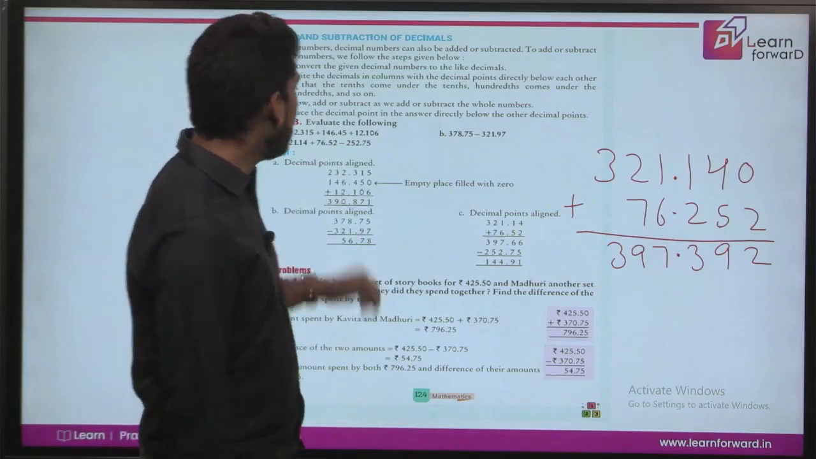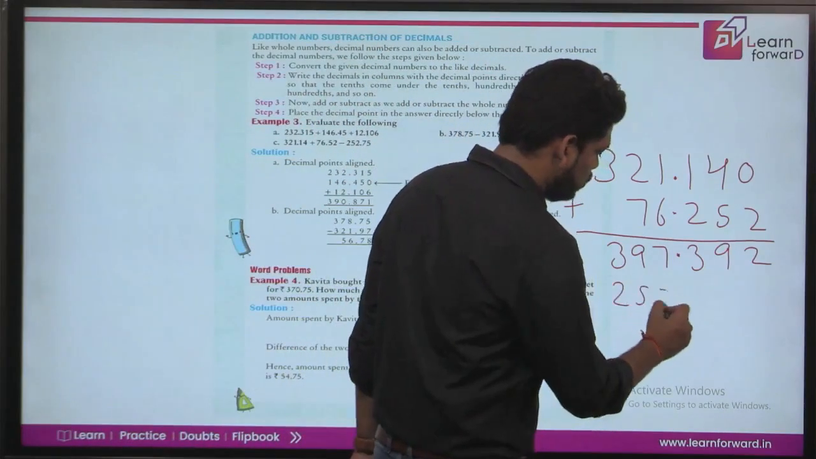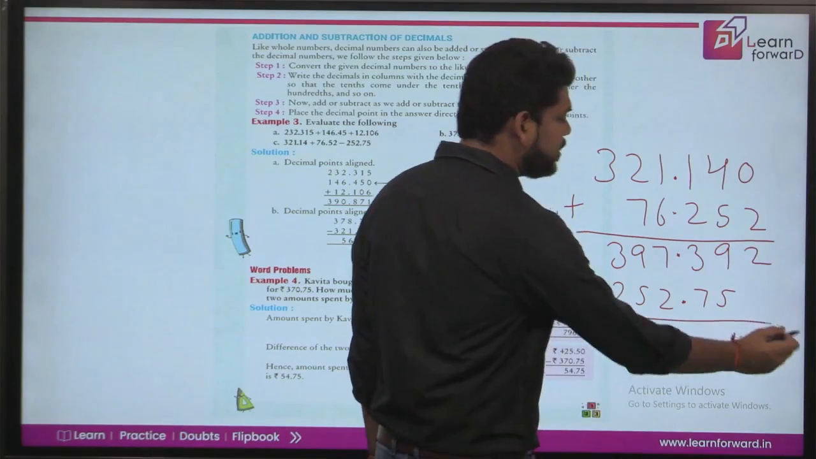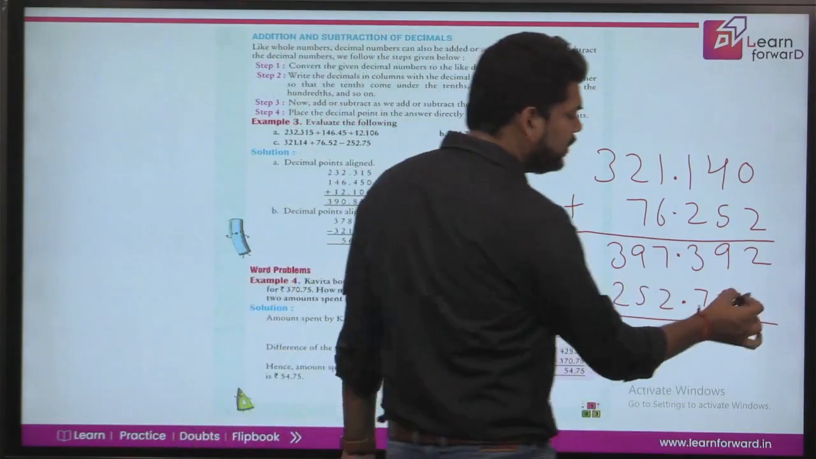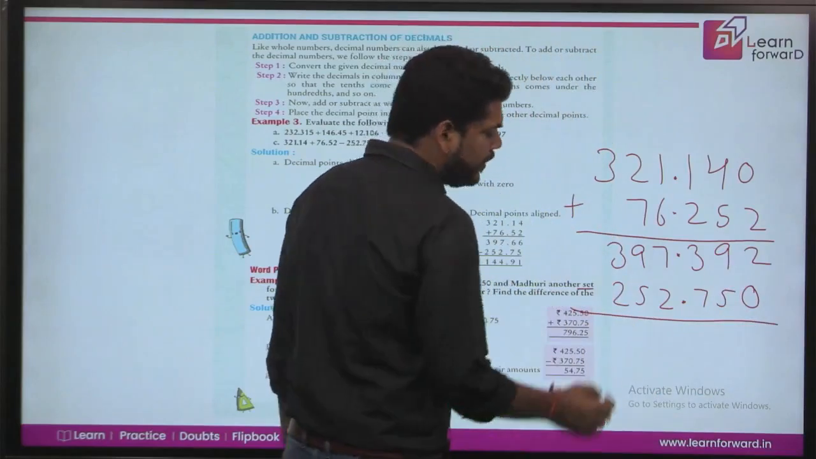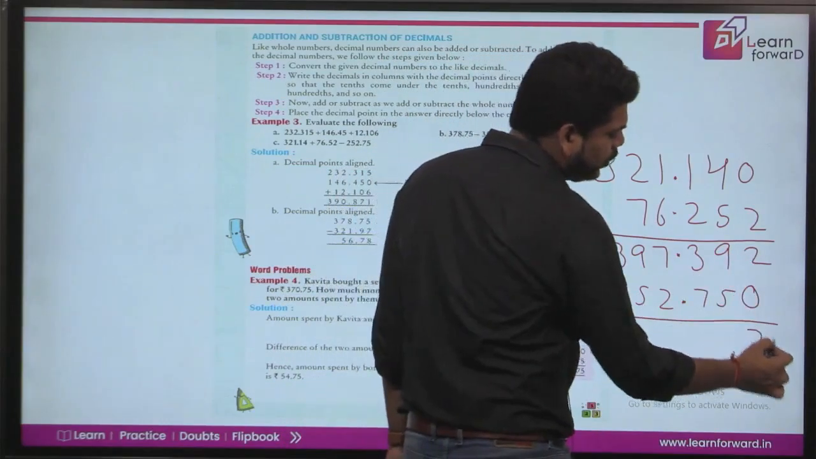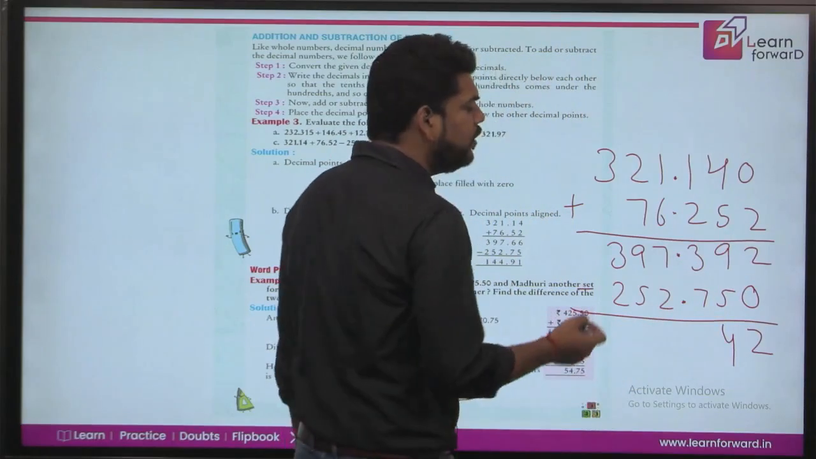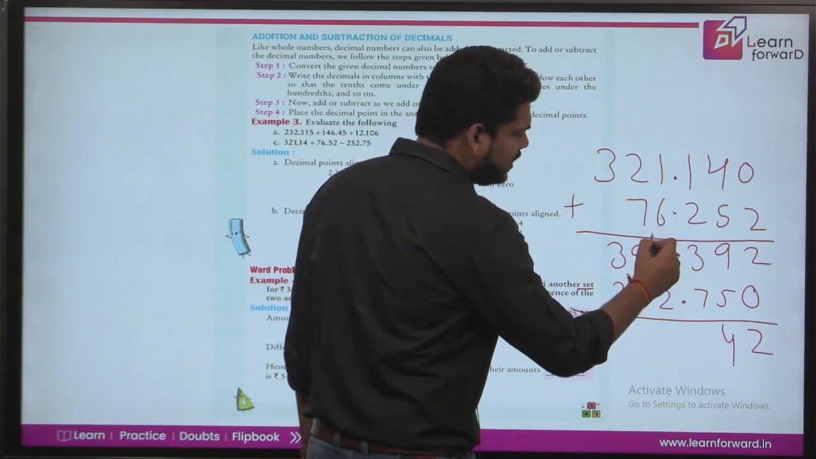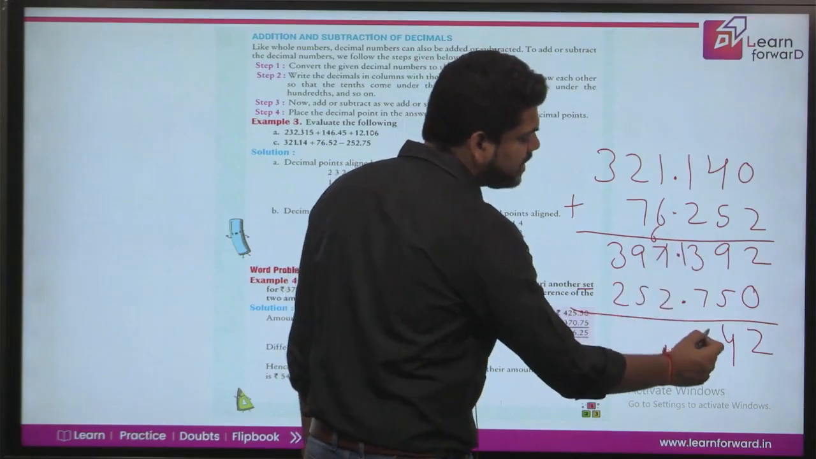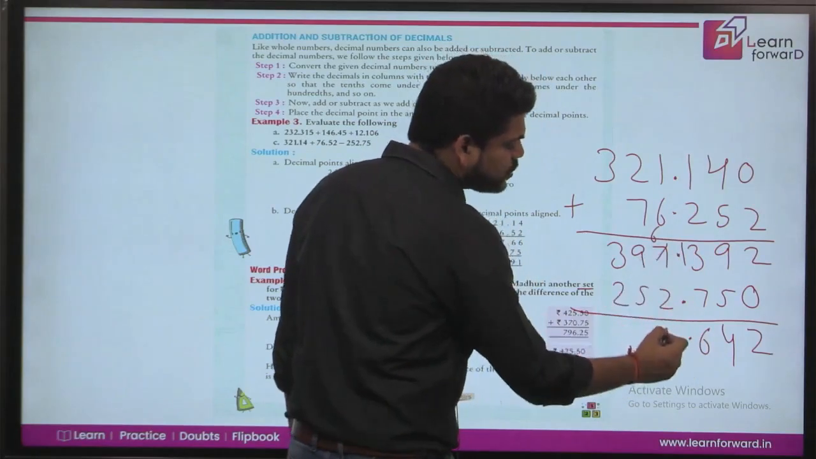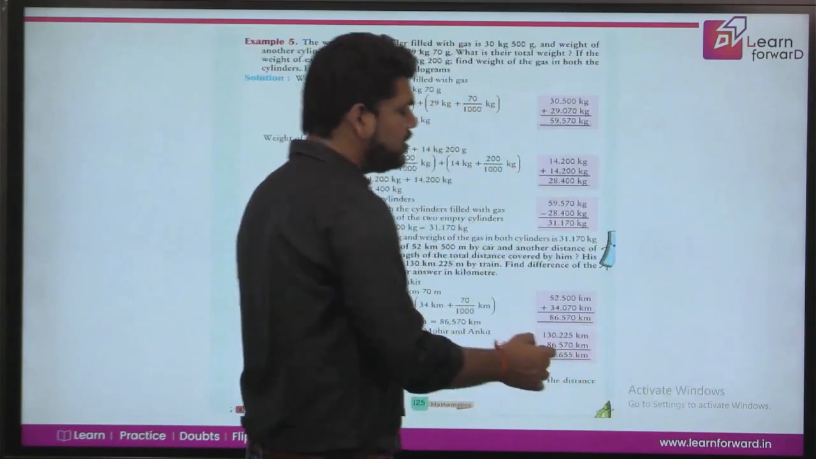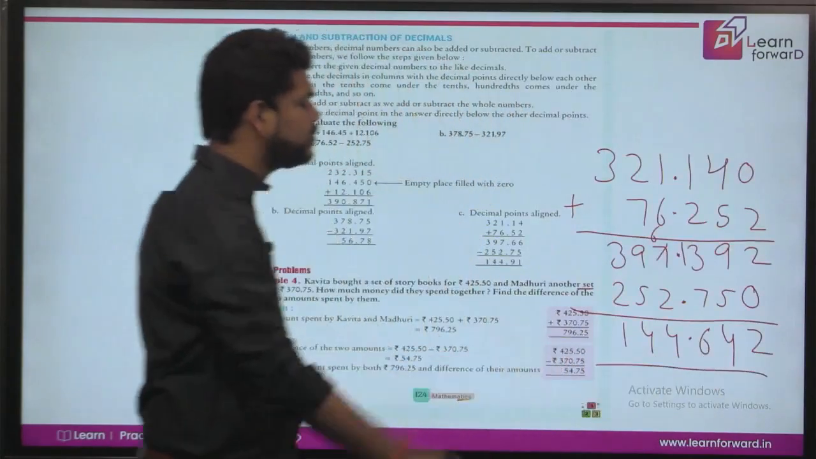Now I have to subtract 252.75 from it. While subtracting also, I'll convert them into like decimal form. Now subtract: 2 minus 0, 2. 9 minus 5, 4. 3 minus 7, we can't do it. We'll do the carry. This will be 6 and this will be 13. 13 minus 7, 6. 6 minus 2, 4. 9 minus 5, 4. 3 minus 2, 1. So the answer is 146.642.